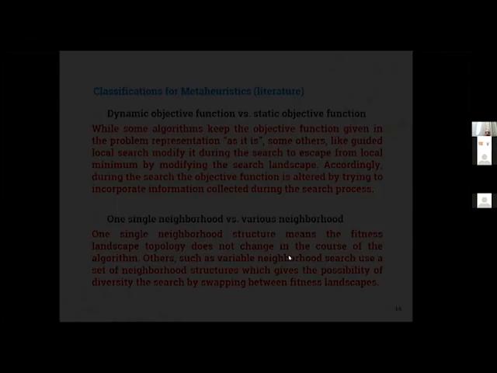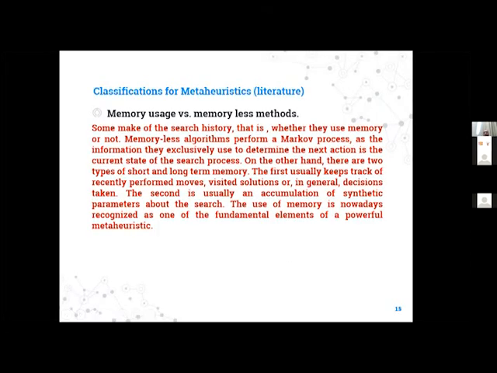Finally, they can be classified according to memory usage versus memory-less methods, that is, whether they use the search history or not. Memoryless algorithms perform a Markov process, as the only information they use to determine the next action is the current state of the search process. On the other hand, algorithms that use memory have two types: short-term and long-term memory.